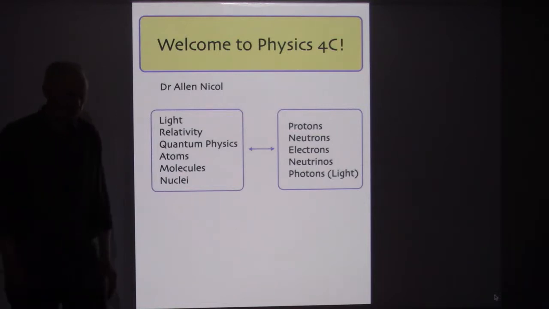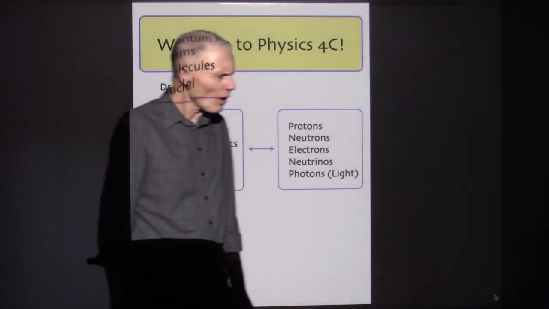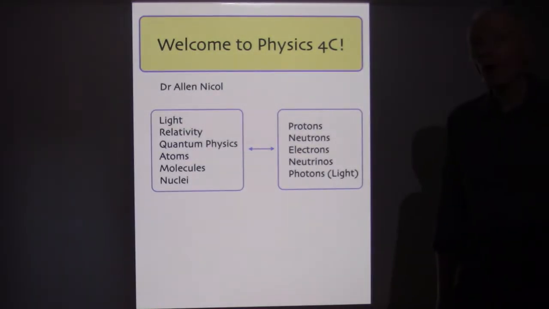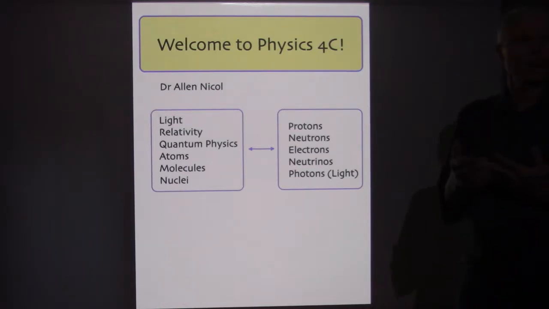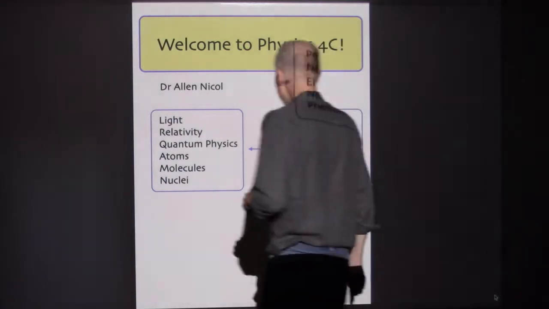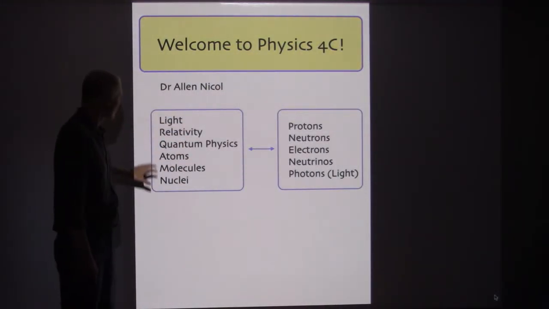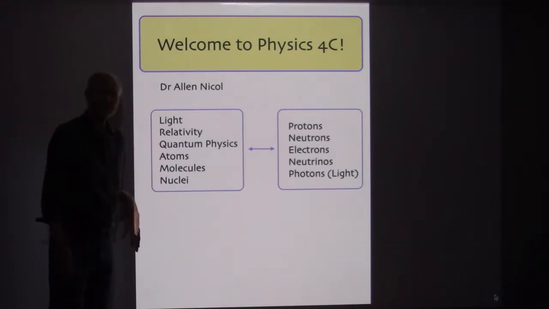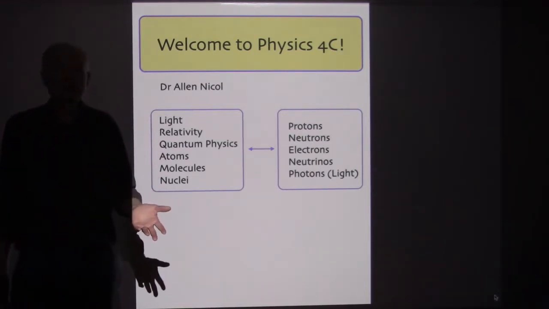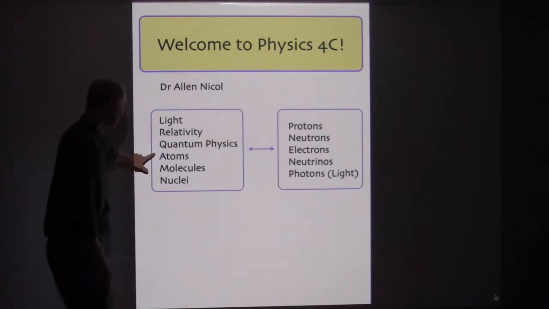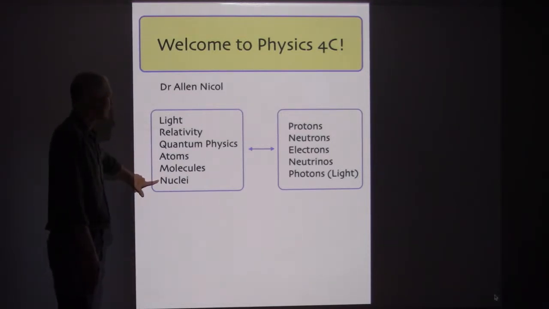Quantum physics is looking at the properties of particles. That's a good place to start with quantum physics. What are the properties of protons and electrons and neutrons and neutrinos and photons? You can see where this is all headed. What we're really doing is looking at the physics of fundamental particles in some sense. What are the properties of atoms and molecules and nuclei? Those are the kind of things that we're going to be looking at in this course.